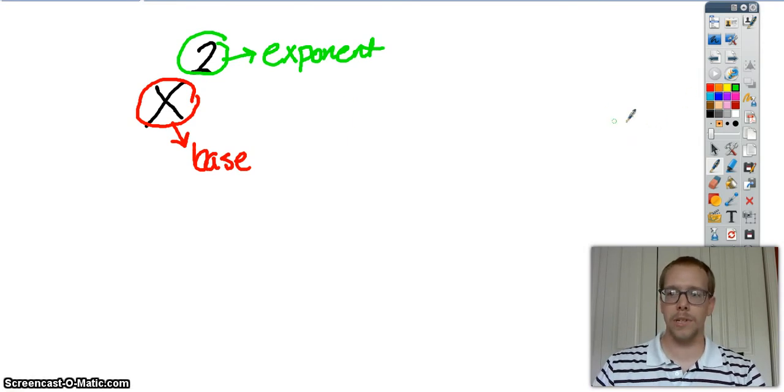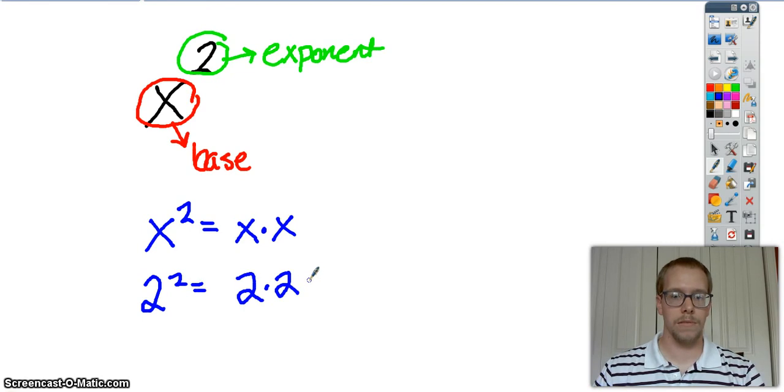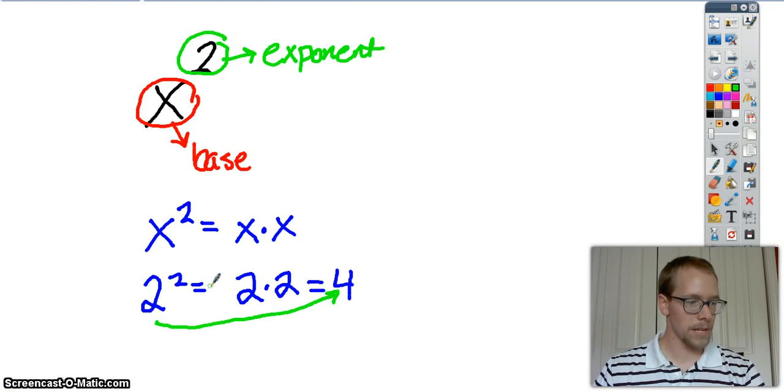Now, for instance, exponents work in this way. X squared really means take that base and multiply it by itself that many times. So x squared really means x times x. Or to use something more concrete, 2 squared means 2 times 2, which to write that in standard form is equal to 4. So notice how we went from the exponent form of 2 squared over to the standard form of 4. So here we have it written as a power, and here we have it written in standard form.